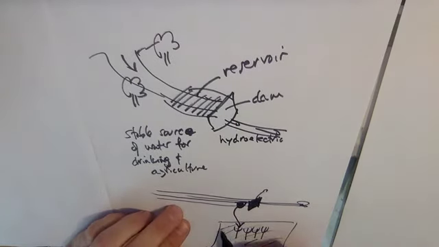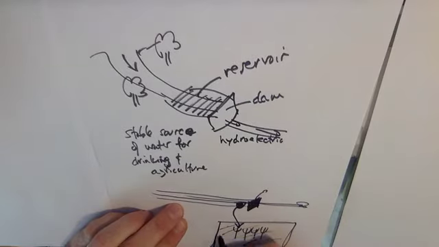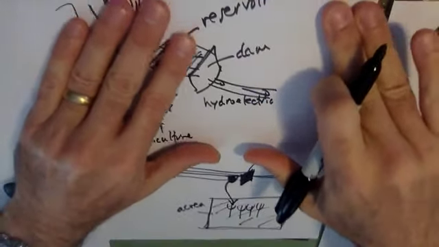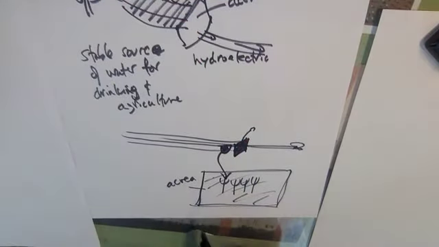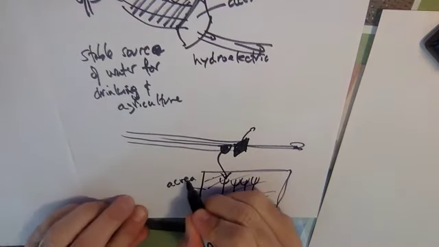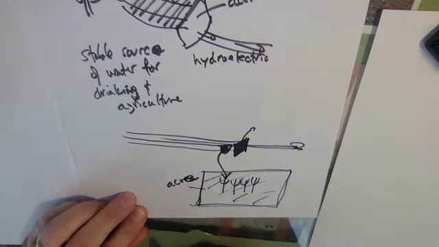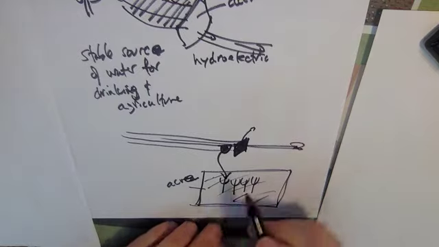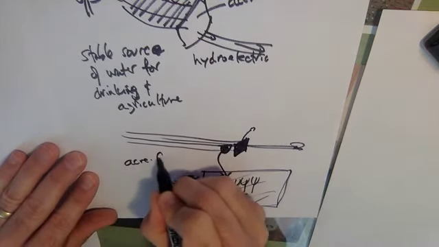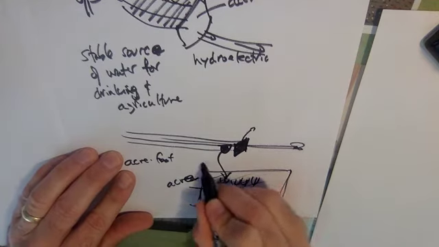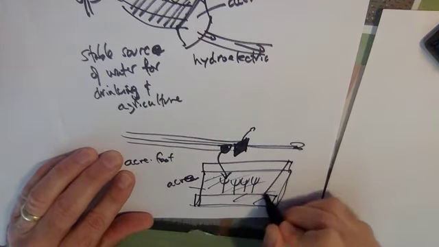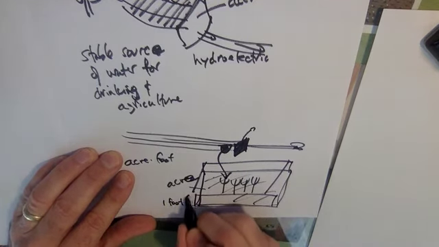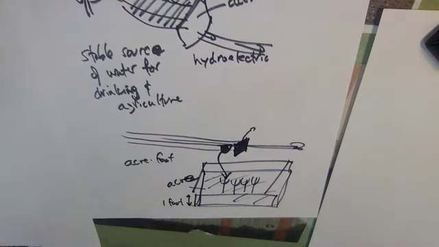So farmers' fields are generally in acres, right? An acre is a unit of area that's used for farmers' fields. And so the unit of volume that's often used for water is an acre foot. An acre foot is the amount of water that's required to cover 1 acre of land 1 foot deep in water. So this field is 1 acre. If you cover it 1 foot deep in water, that's 1 acre foot. So it's just a unit of volume.